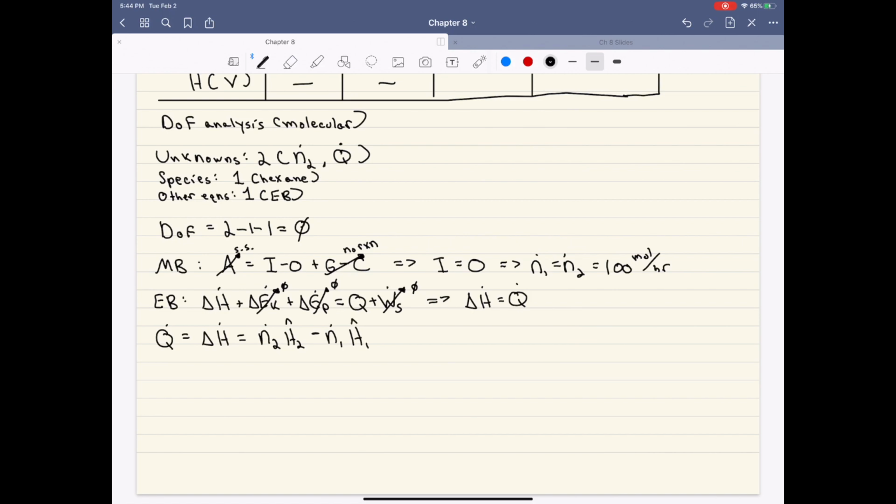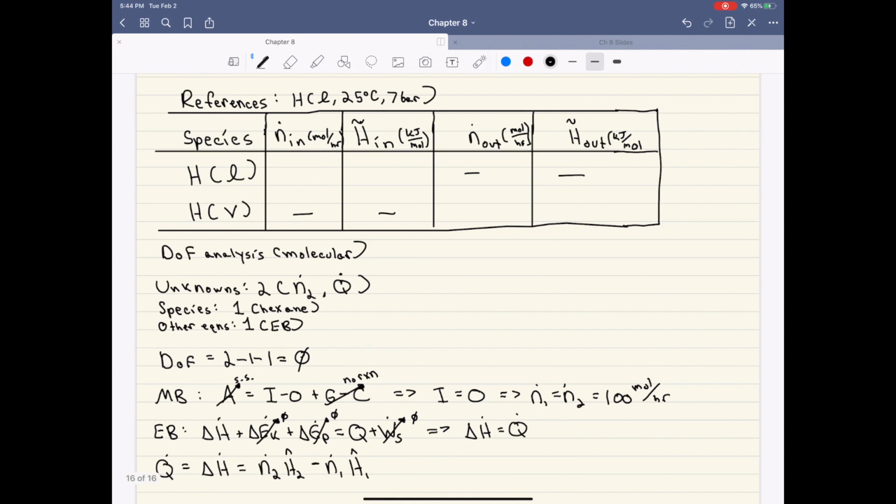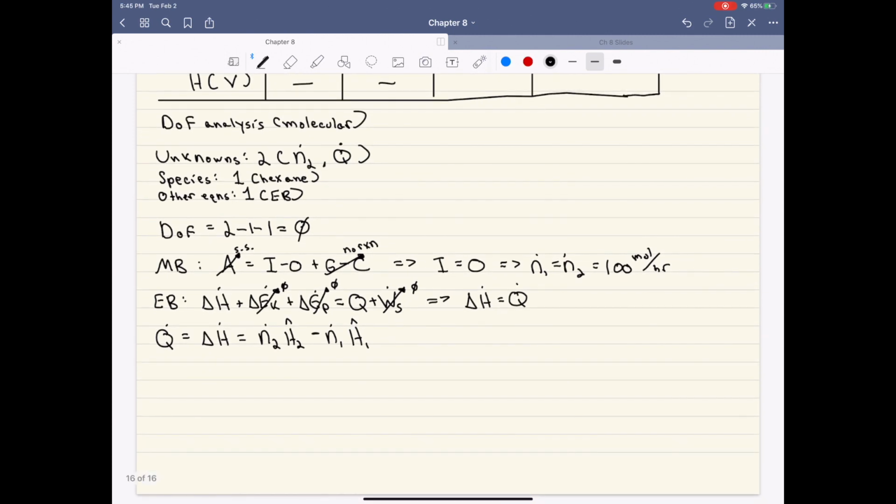Now, because I set my reference state to be the inlet conditions, that means that at our inlet, even though our flow rate is 100 moles per hour, our enthalpy we're going to set to 0. So I'm going to cross this out because it's at the reference state.